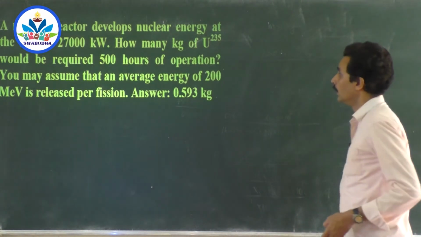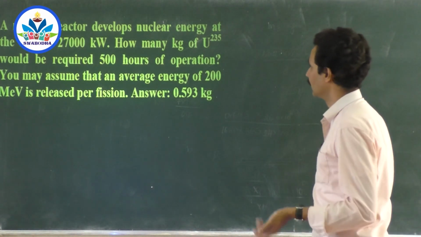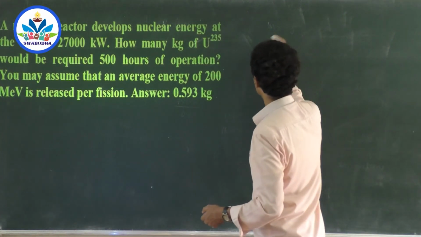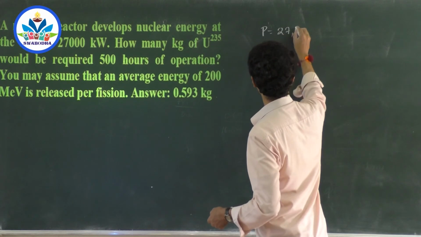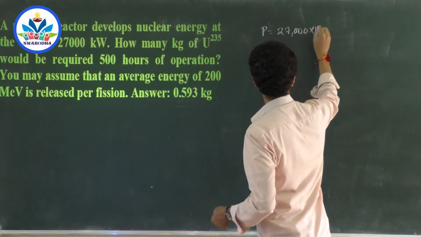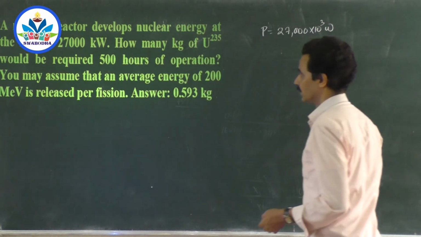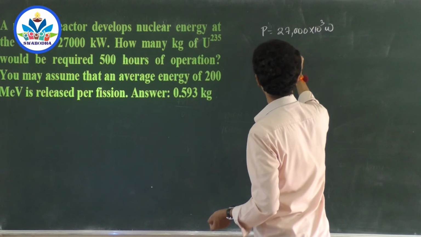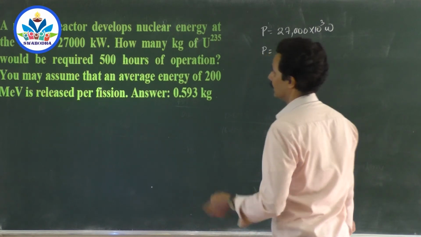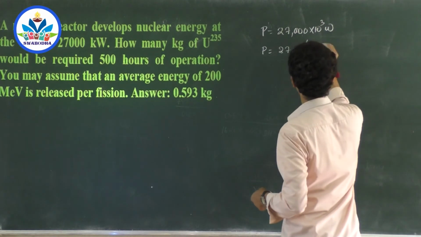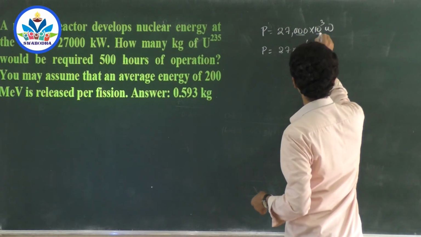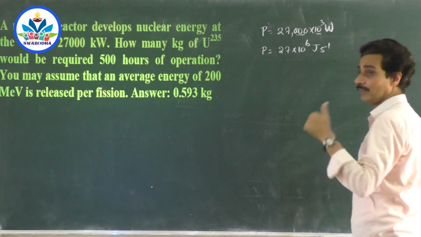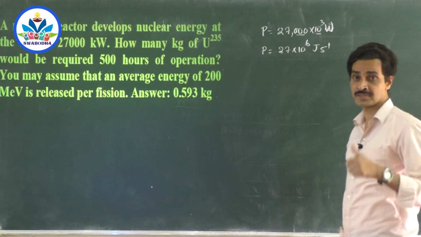A nuclear reactor develops nuclear energy at a rate of 27,000 kilowatt. So power is 27,000 kilowatt. That means power is 27 into 10 to the power 6 watt. Watt is nothing but joules per second. So every second you have to produce 27 into 10 to the power 6 joules.